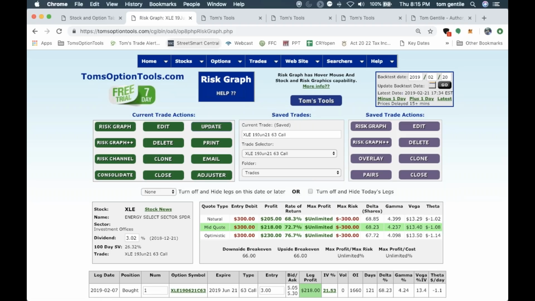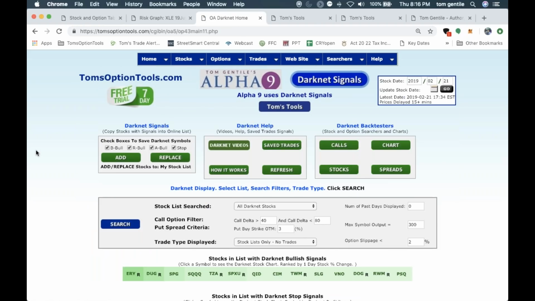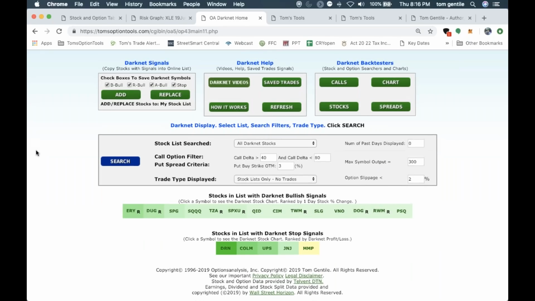Here, what I want to do is go to another one of my Tom's Tools units, and we'll go into our Darknet. What Darknet is going to do is immediately pull up any trades that are potentially on the board as bullish signals. As you can see, we got several of them today. Now, when I look at this, I have three different types of trades potentially. I have buys, which are anything that you see like SPG, SQQQ, QID, CIM, SLG, VNO. These are first-time buys.